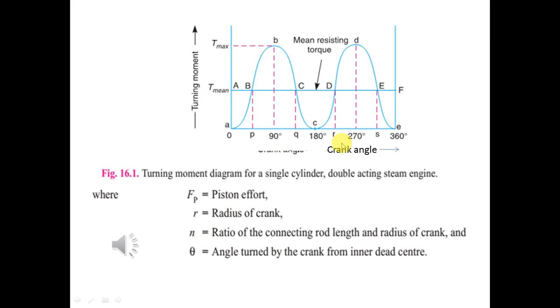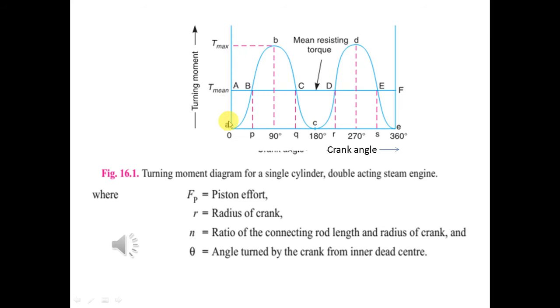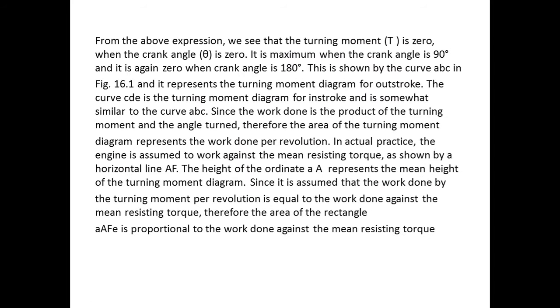Now I will give you a brief commentary on this turning moment versus crank angle graph. Very important. It forms an indispensable part of automobile engineering. From the above expression we see that the turning moment is 0 when the crank angle is 0. It's quite understandable, it's very easy. It is maximum when the crank angle is 90 degrees and is again 0 when the crank angle is 180 degrees. This is shown by the curve ABC in figure 16.1.